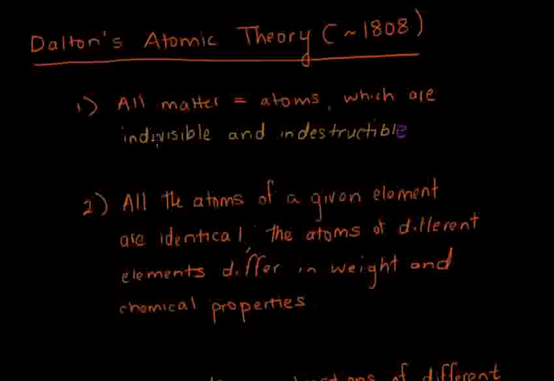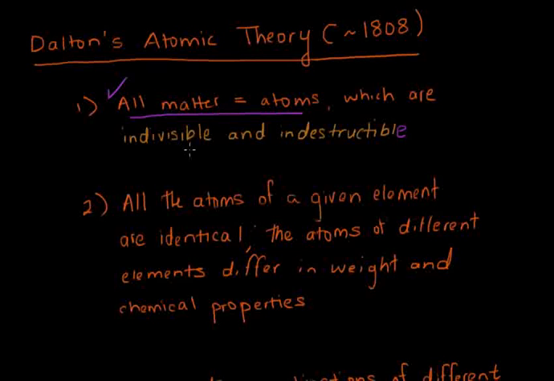Alrighty, number 1. All matter is made of atoms, which are indivisible and indestructible. Well, this part, we know, is right. We know all matter is made of atoms because atoms are the most basic unit of elements, and elements are the building blocks of matter. What about this bit? Are all atoms indivisible and indestructible?